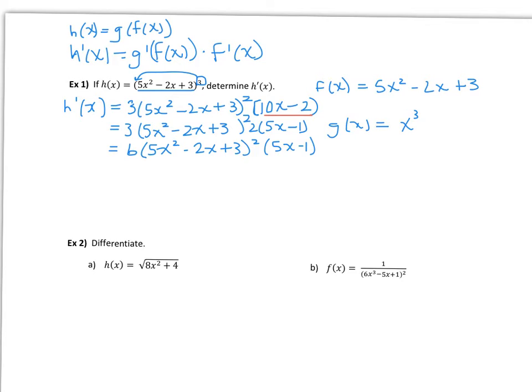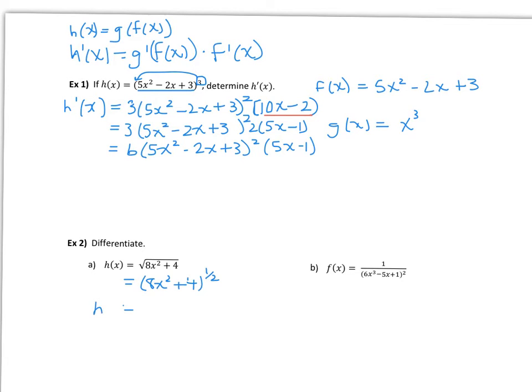The next one, differentiate. We've got h at x equaling the square root of 8x squared plus 4. Now, before I actually take the derivative of that, I'm going to rewrite that square root as an exponent of 1/2, because then I can follow that pattern that we were using in the previous example.